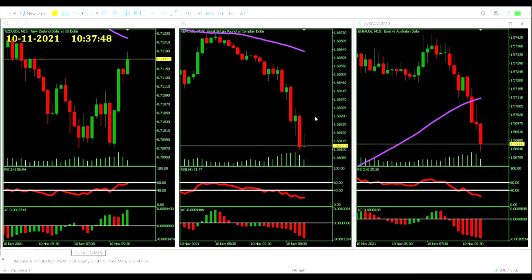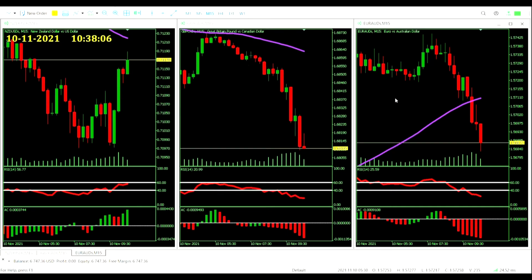You'd just be hoping that the pound Canadian doesn't trend too much. The RSI on both those charts really low though, 20.93 on the pound Canadian, 25.59 the euro Aussie, getting deep into oversold territory. For now, the one for us to watch is the New Zealand dollar, US dollar.